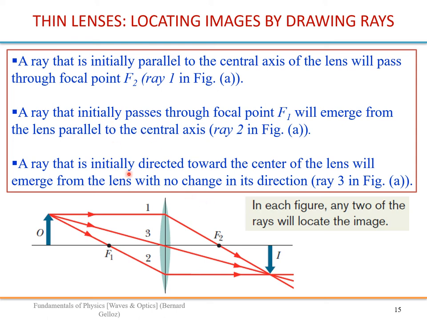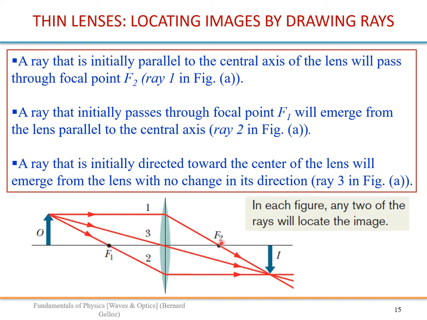So then you can look: a ray that initially passes through focal point F1 will emerge from the lens parallel to the central axis. This is the reverse, in some sense, of the first ray. If your ray 2 passes through F1, the focal point on this side, it will emerge parallel. Your intersection will give you the image. This works for any system that has a focal point.